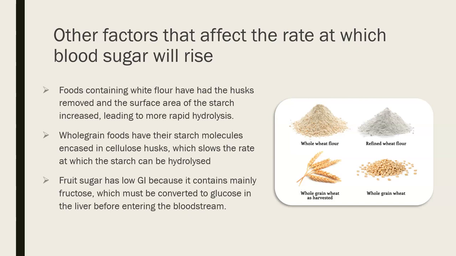Also, if we have whole grain foods, which we're told are more healthy for us, this is essentially because the starch molecules are still encased in cellulose husks, which we can't break down readily. So this means it slows the rate of hydrolysis until that husk is broken and the starch is released to be hydrolyzed. In the case of fruit sugars, while they are very sweet and contain a lot of sugar, we're told that they're lower GI because it is fructose sugar that is present in fruits, and this needs to be converted into glucose in the liver before it counts towards our blood sugar level.